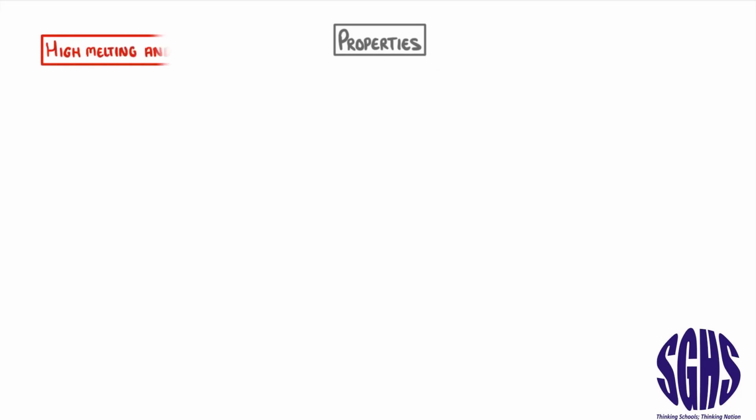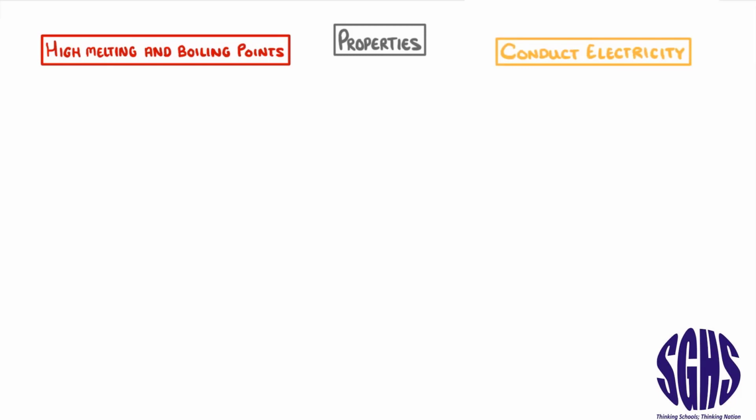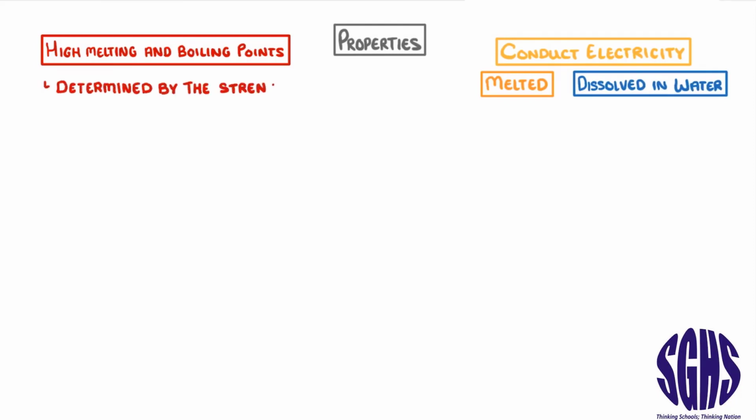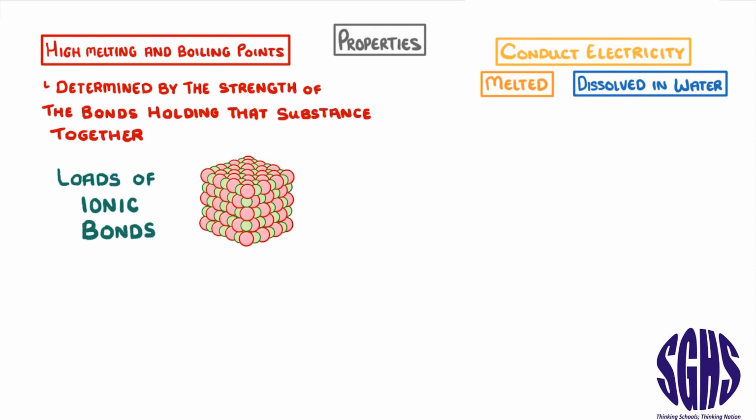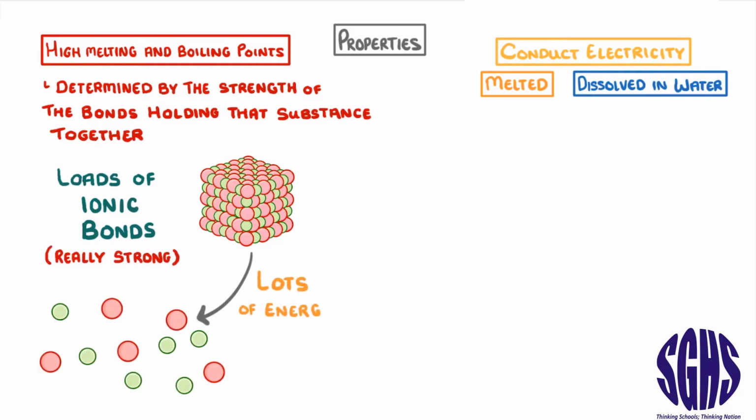Next up, we need to take a look at the properties of ionic compounds. Specifically, that they have very high melting and boiling points, and that they can conduct electricity, but only when they've been melted or dissolved in water. If you think about any substance, the melting and boiling points are determined by the strength of the bonds holding that substance together. In ionic compounds, there are loads of ionic bonds, all of which are really strong. So to break them all would require loads of energy, which is only going to be available at very high temperatures.